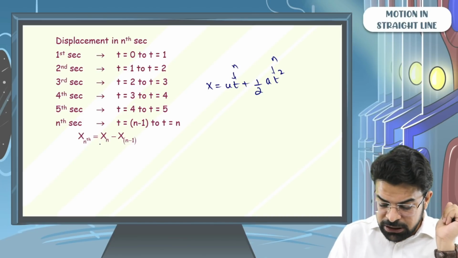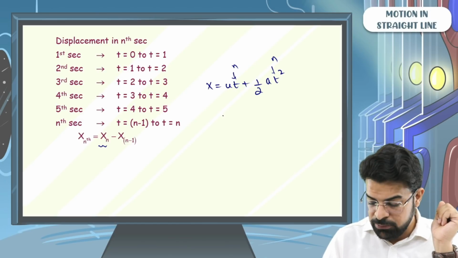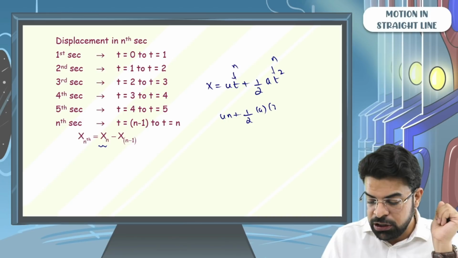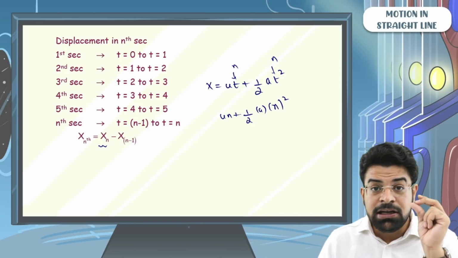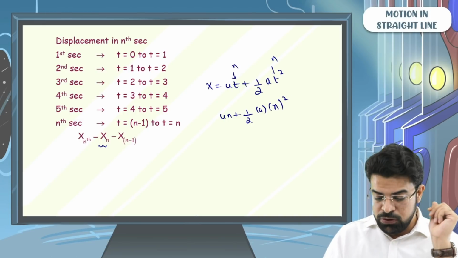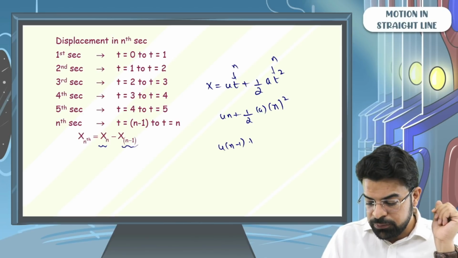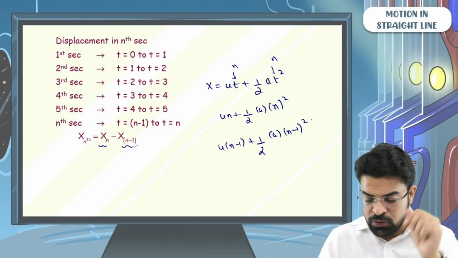So displacement up to time t = n will be nothing but un plus half into acceleration into n square. The displacement up to time t = n minus 1 will be equal to u into (n minus 1) plus half into a into (n minus 1) whole square.